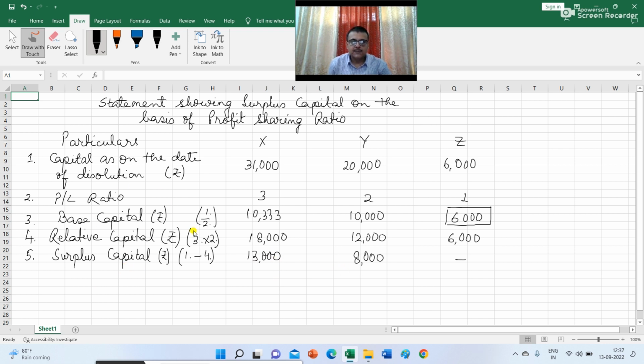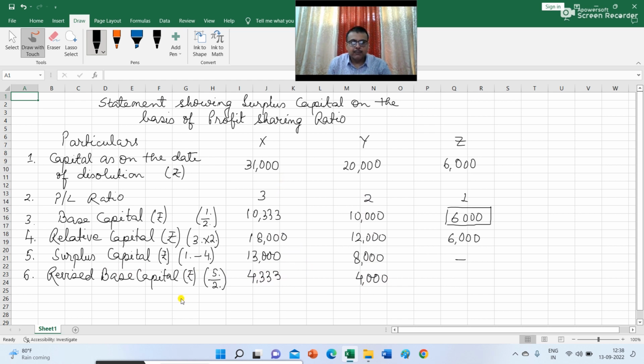So again, this process will be done. So in point number 6, you have to write the revised base capital. So here I am writing revised base capital. So this is done. This is point number 5 by point number 2. So 13,000 by 3, you will get 4,333. 8,000 by 2 is 4,000. So this is the surplus capital that you have computed. That is the difference between the capital and the relative capital.